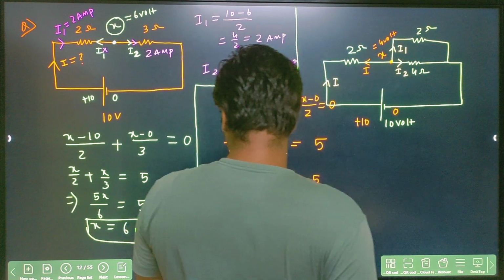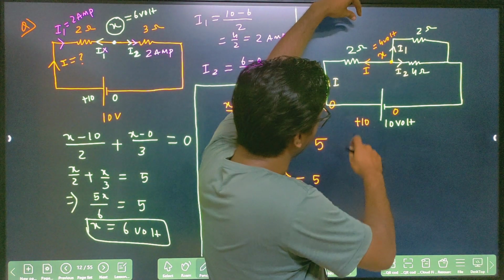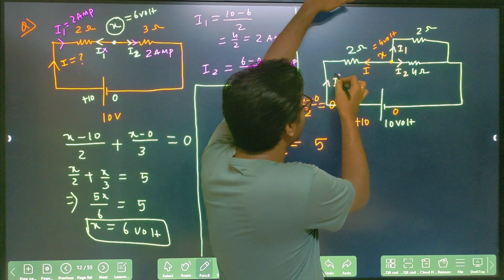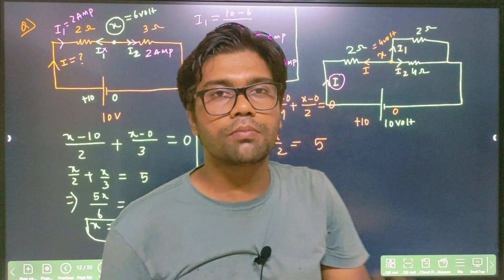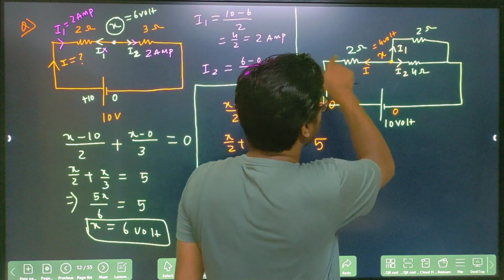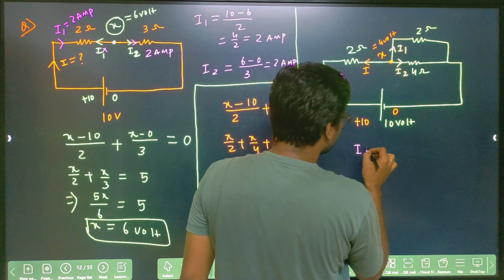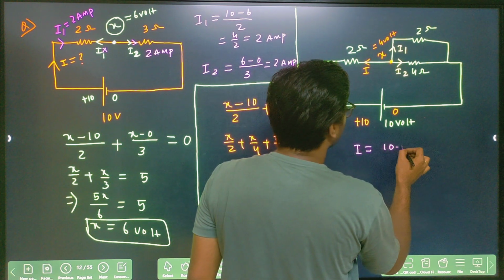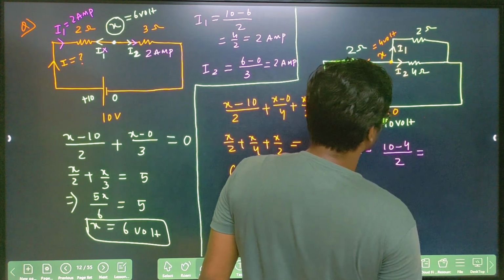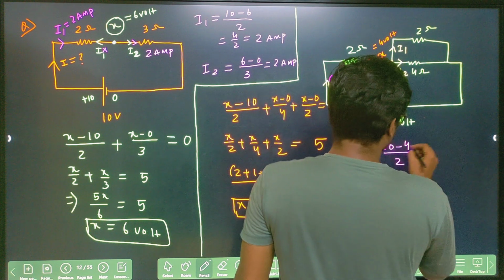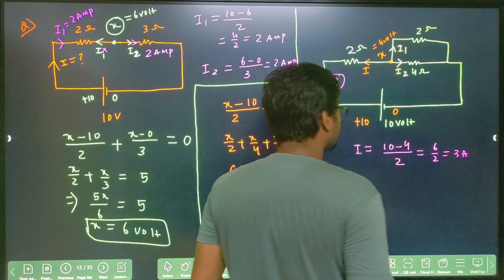Clear? Now see, if X equal to 4 volt you got and this is 10 volt, obviously the I direction will be this direction, because current will flow through the resistor from higher potential to lower potential. Clear? This will be 10 volt to 4 volt. Can you tell how much the I will be? I will be basically 10 minus 4 divided by 2. That will be 10 minus 4 is 6, divided by 2, will be 3 ampere.